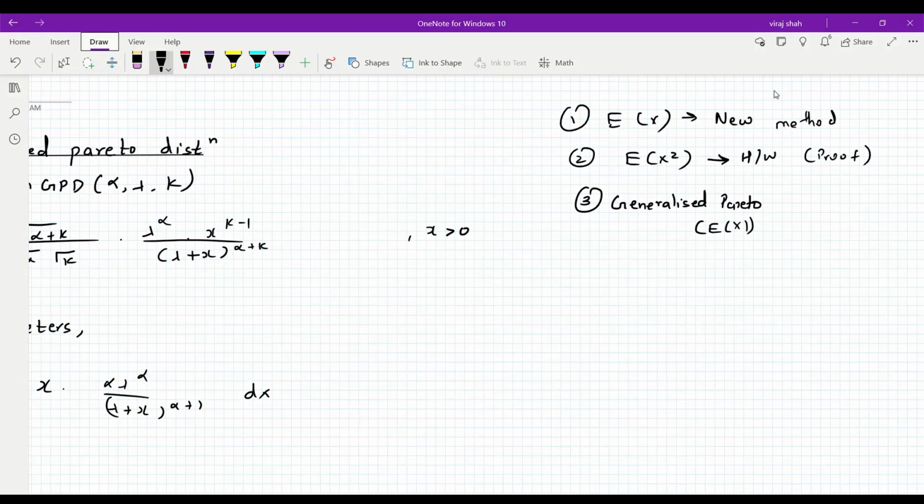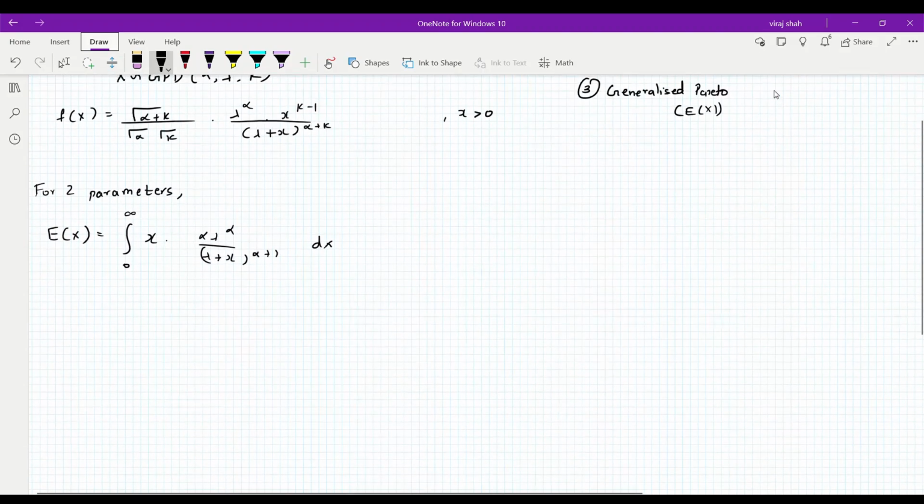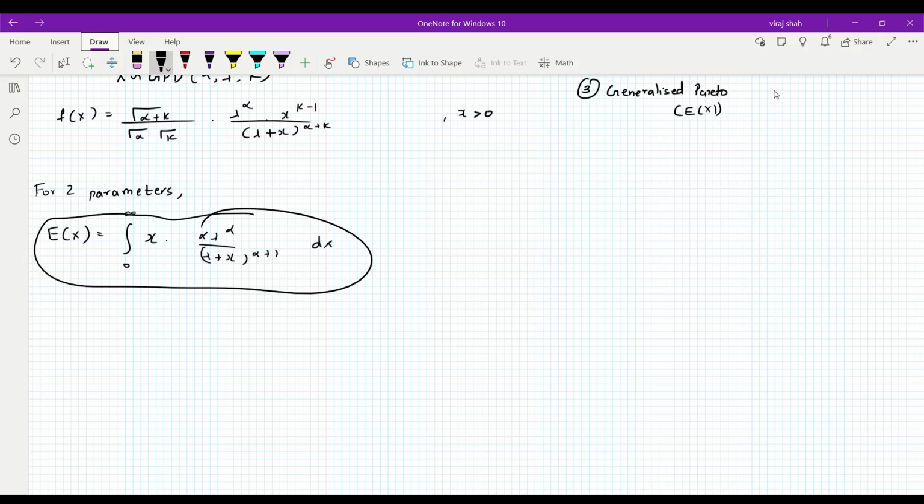Okay, let's start with the expectation of x. While starting, I've just written it as x into f of x dx. This f of x is for the two parameter case, which is written in your tables book. Last time, how did we do it? We put t equal to this value and manipulated it. Now we are going to compare this answer with respect to a generalized Pareto distribution. We'll try to bring it into that form, and then solve.